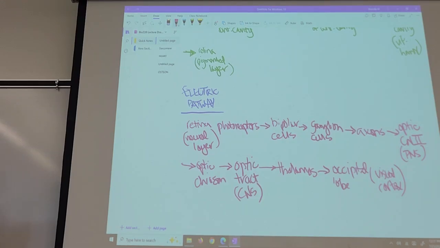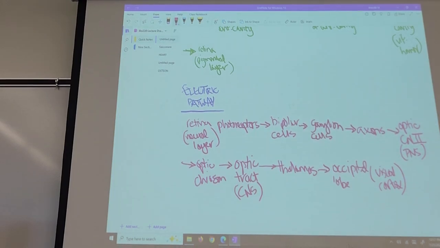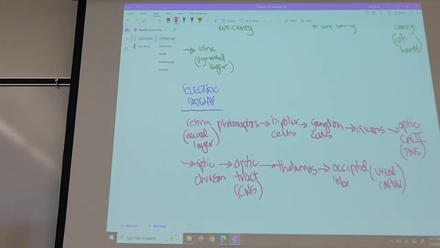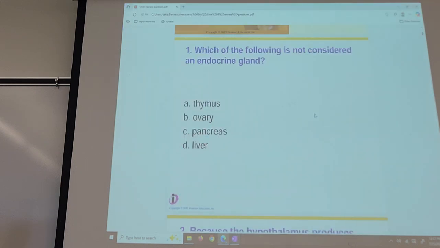Okay. I'll kind of review a couple structures here on the eye when we do our review. And again, I'll post these review questions to Canvas so you guys can utilize it. Okay, all right, so some of the questions on this review, I'm not gonna ask you.